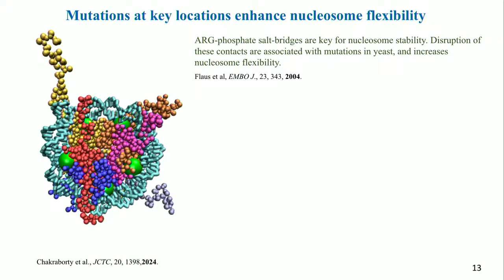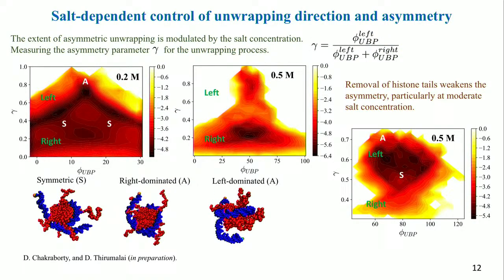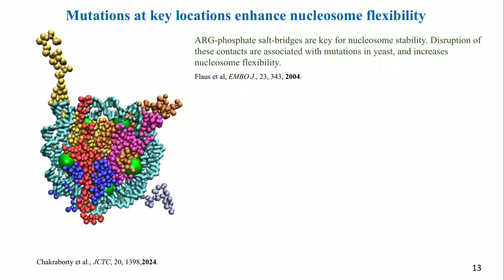So we are still in the process of understanding this asymmetric process in detail. There are certain things which we do not really understand at the moment. Now, the other question we asked is whether we can probe the effect of mutations on nucleosome flexibility.